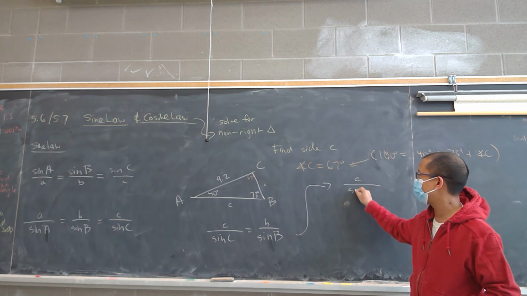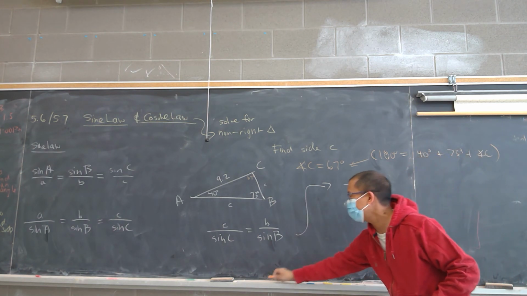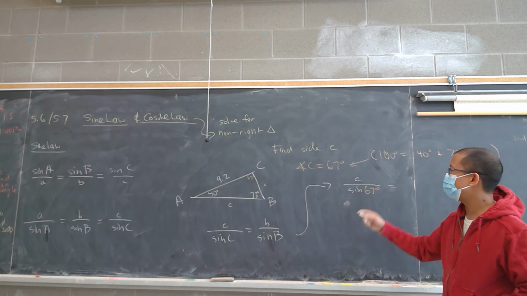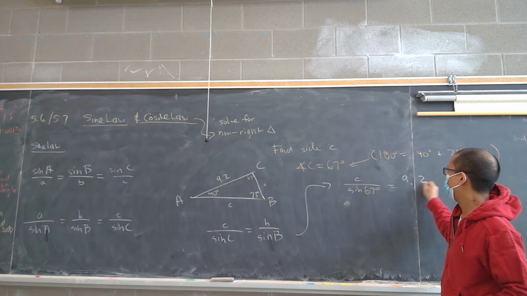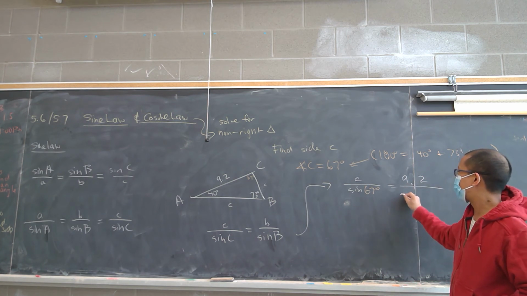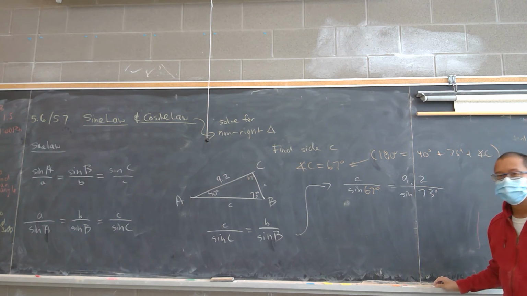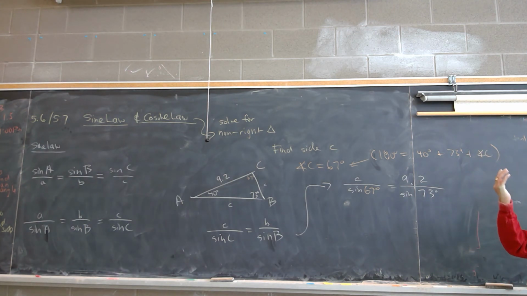C over sine of that 67 degrees is equal to, what's side B? 9.2 over the sine of 73 degrees. So just be careful. You don't use all the numbers simultaneously sometimes. Sometimes you have to be critical thinkers and realize what you need to do.